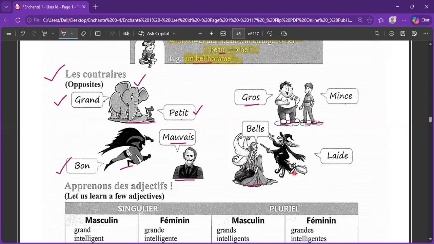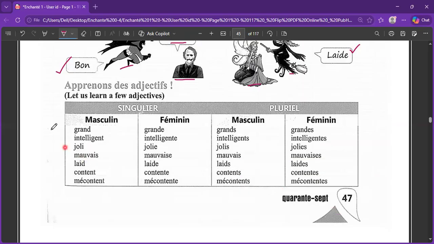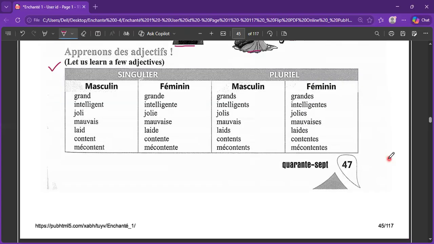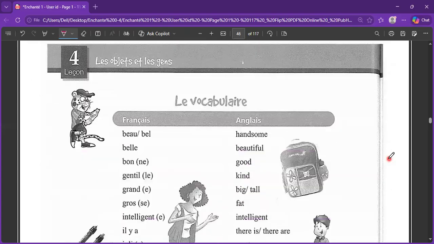She is beautiful, she is ugly. So belle, the feminine version of beautiful, and laide, the feminine version of ugly. We have already done these. Apprenons des adjectifs. Let's learn some more. This you will tell me in the next session, what the meanings are and how we are converting them, because we have already done this chapter at length in the previous book as well.